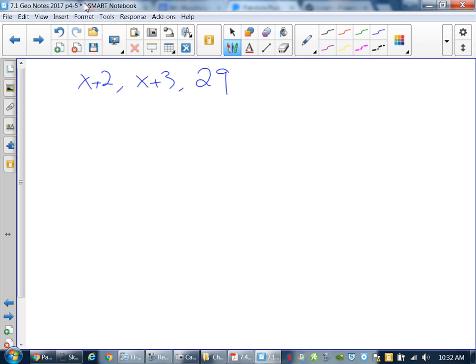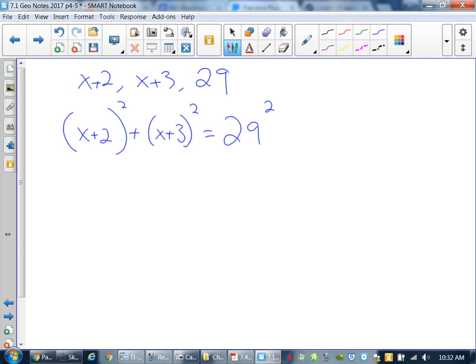Build to get the value of x to make this work. So we know that the 29 is playing the role of the longest side length. So we just write it out. We have x plus 2 squared plus x plus 3 squared is 29 squared. And now go step by step with this.